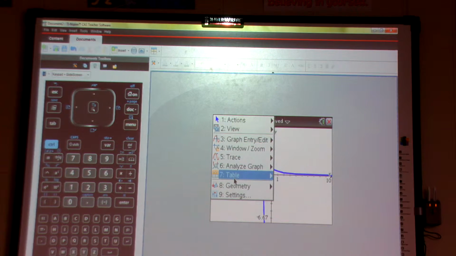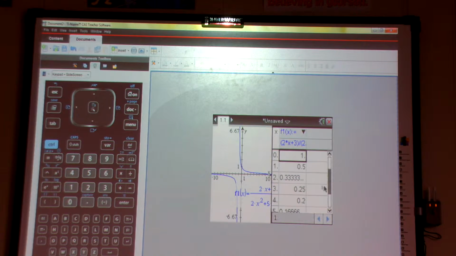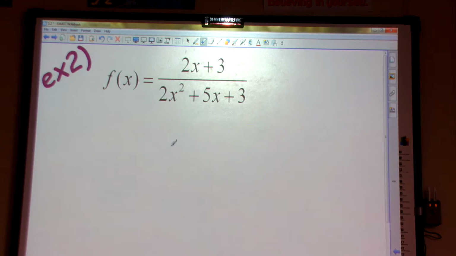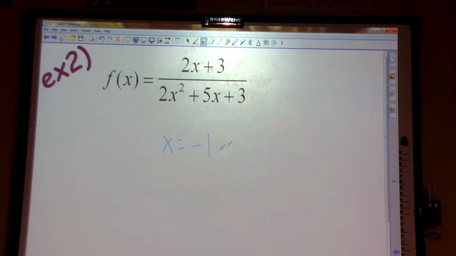Menu, Table, Split Screen. So let's go up to -1. So -1, yeah, that's where my asymptote is. So we'll write that down. x equals -1 is a vertical asymptote. And this is the bare minimum you must write. I'll allow you to abbreviate it, but you must write vertical because it is very different than horizontal, or you could have ones against lines.